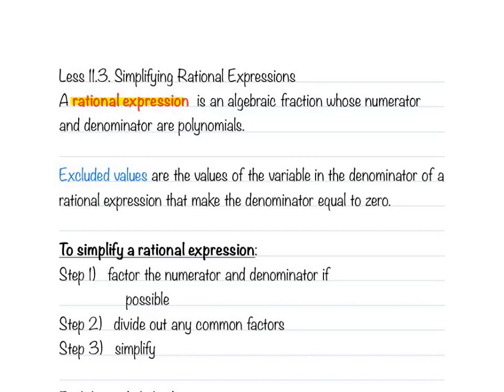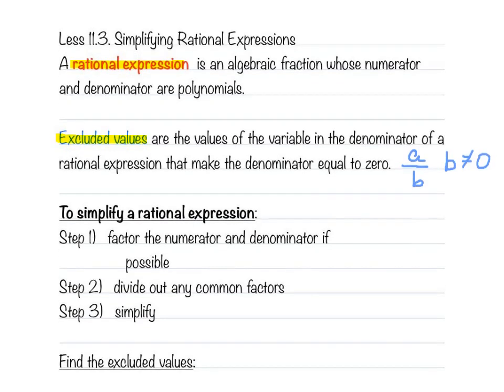There are times where rational expressions have excluded values. Excluded values are the values of the variable in the denominator of a rational expression that make your denominator equal to 0. For example, if I have a over b, I would know that b cannot equal 0. That would be an excluded value, because if b were 0, then the denominator of my fraction would be 0.